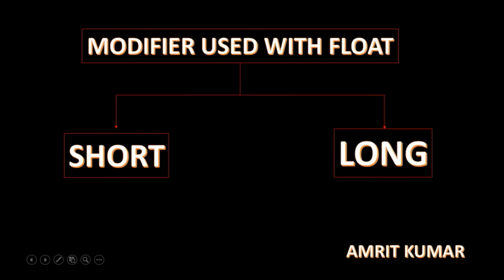So let's look at modifiers used with the float. The modifiers that are going to be used with the float are categorized into two parts: first is short and the second one is long. These two modifiers are going to be used with the float data type, and we will learn how they are used. So let's look at short and long used with the float data type.